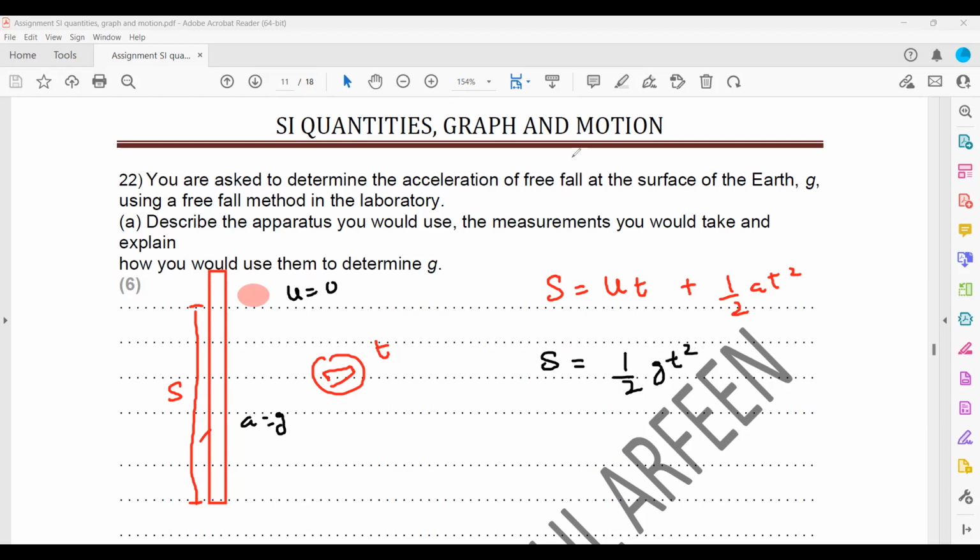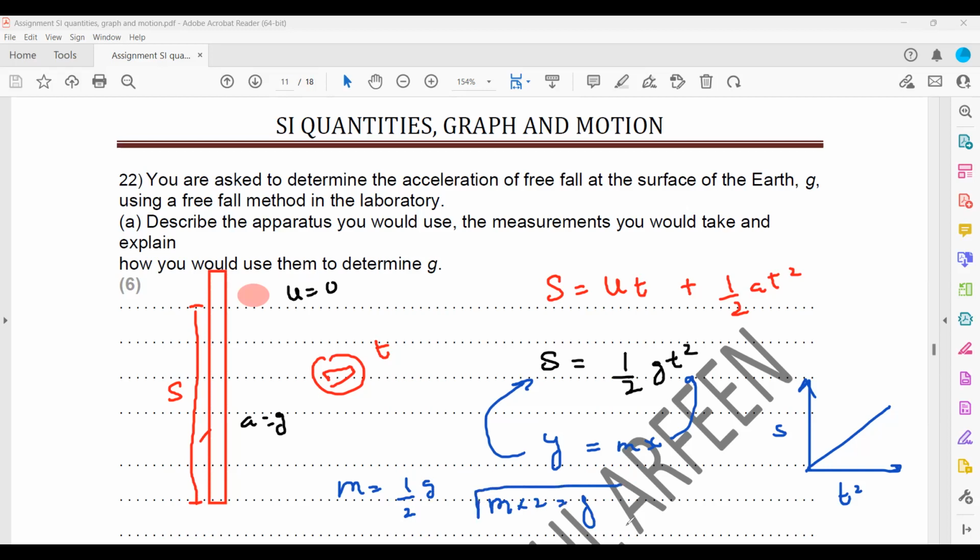So to determine the acceleration of this object due to gravity, we'll plot a graph of the displacement on the y-axis and t squared on the x-axis. So when displacement is on the y-axis and t squared is on the x-axis, what will be the gradient of this graph? The gradient of this graph will be equal to half g. But if I want to determine g, then the gradient times 2, or twice the gradient, will be equal to g.